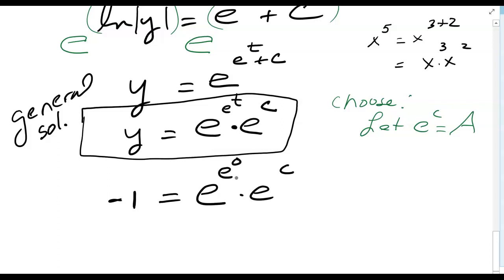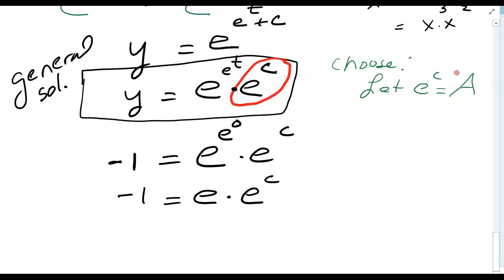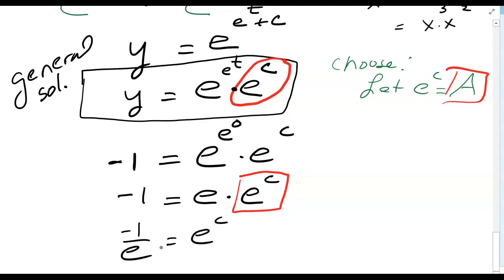E to the 0 is 1. So negative 1 equals e to the first times e to the c. I need to solve for this. Or if you made it an a, you would have a times e to the t, and you'd come up with that. So what does that look like? E to the c, my constant value, is negative 1 over e.